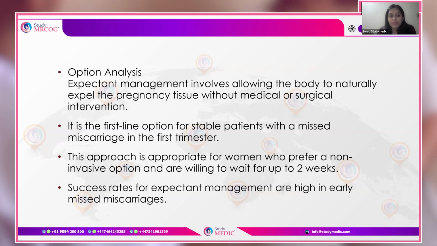She should not be having any bleeding disorder. Also, some of the indications which are mentioned in the NICE guideline are that she should not have any past traumatic experience with her pregnancy. And also, she should not be in the late portion of her first trimester. After 10 weeks, we don't usually prefer expectant management. So success rates are especially high in early missed miscarriages.